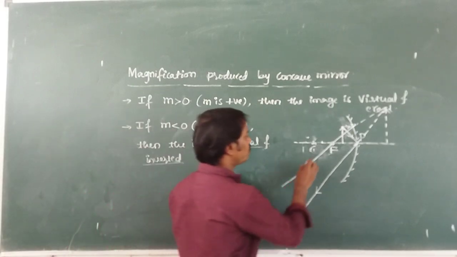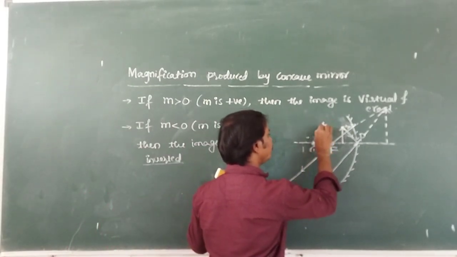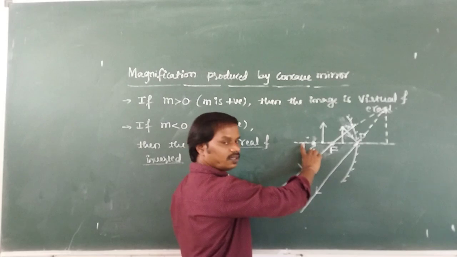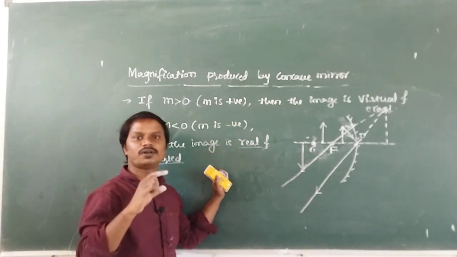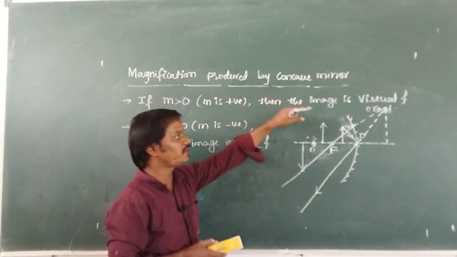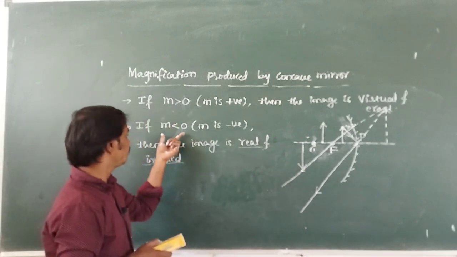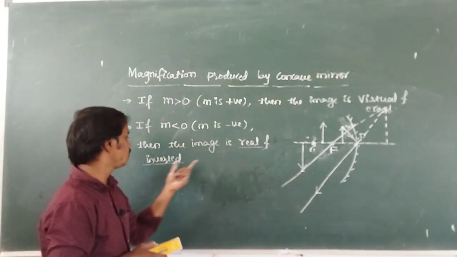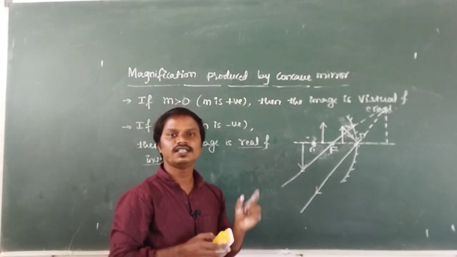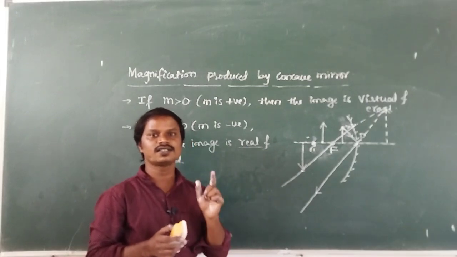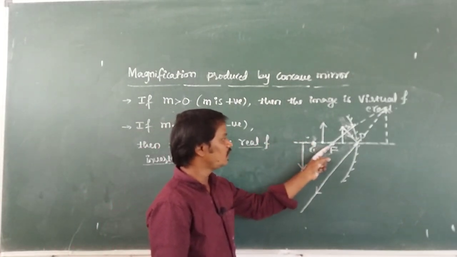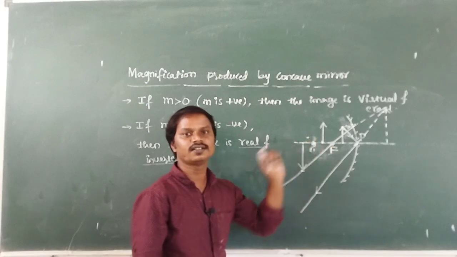For example, if the object is in between C and F, then where is its image formed? Its image is formed just beyond C. Then it is an inverted image and it is real because this image can be obtained on the screen. So once again, if magnification is positive, the nature of the image is virtual and erect. If magnification is negative, the nature of the image is real and inverted. Then for what position of the object is the nature of the image formed by the concave mirror real and inverted? Only when the object is anywhere between infinity and F.